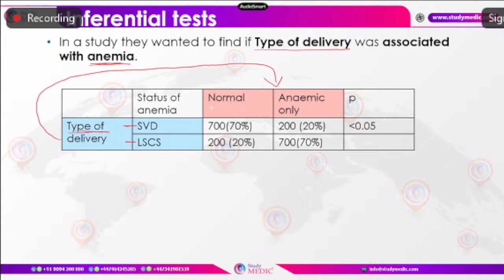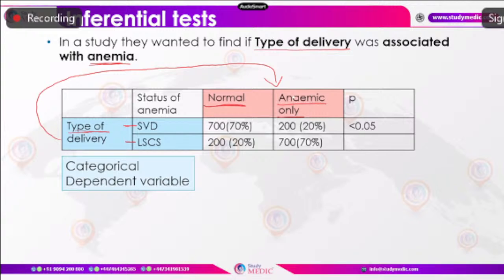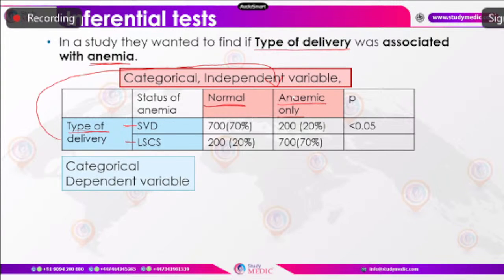Now status of anemia: normal means within or more than the normal range, and anemic means hemoglobin less than the normal range. Now again, whether the person is anemic or not is a categorical variable. So here, the variables are two categorical variables. One categorical variable is type of delivery.